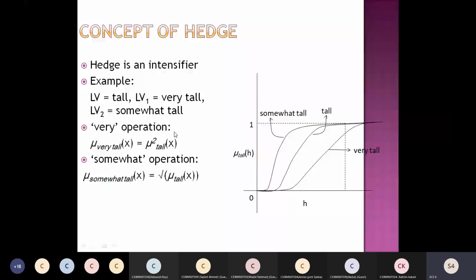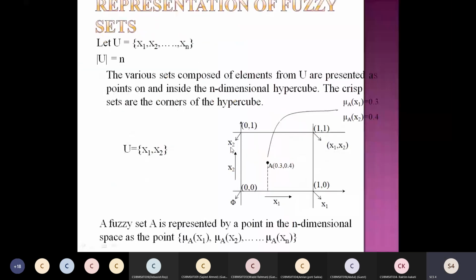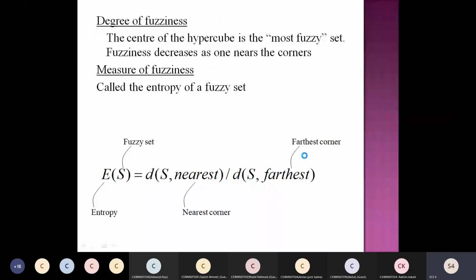Similarly, somewhat tall means he is tall but not so tall that he can be represented as a tall man. So that value of n should be less than 1. For n you can take any value; here I am considering the square root. I hope this concept is clear to you. Similarly, this diagram again represents the same concept, so I am not discussing that again.